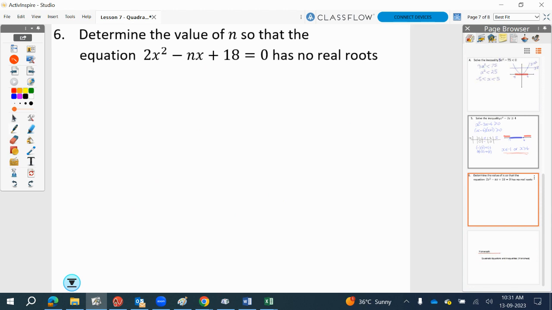All right. Determine the value of n so that the equation 2x squared minus nx plus 18 equals 0 has no real roots. Explain to the person next to you what this gibberish means. What this question means.